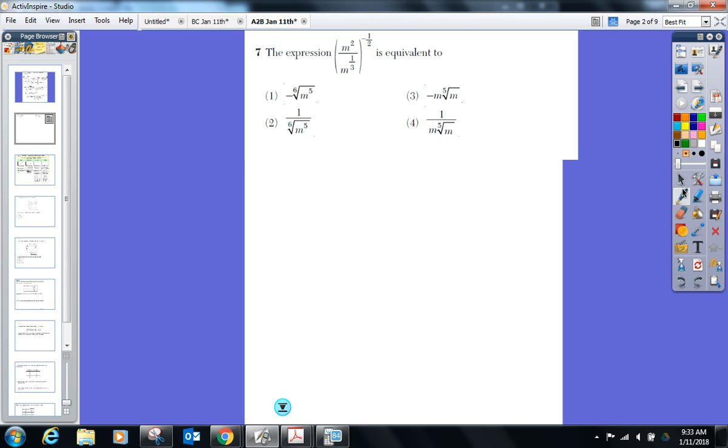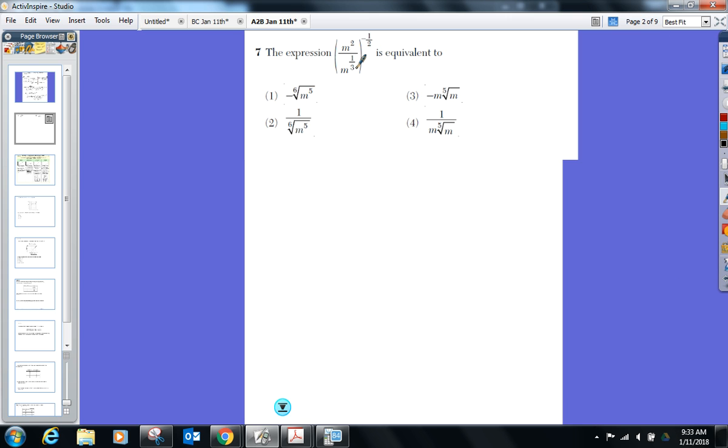I want to show you how to actually do this in case it's a part 2 question. All right, let me take care of what's inside the parentheses. You guys know the rule, or hopefully anyway: what's the rule when I divide by the same base? What do I do with the exponents? I subtract them. So inside the parentheses should be m to the 2 minus a third.